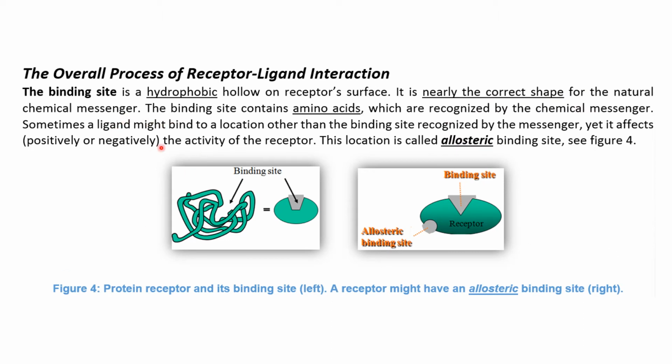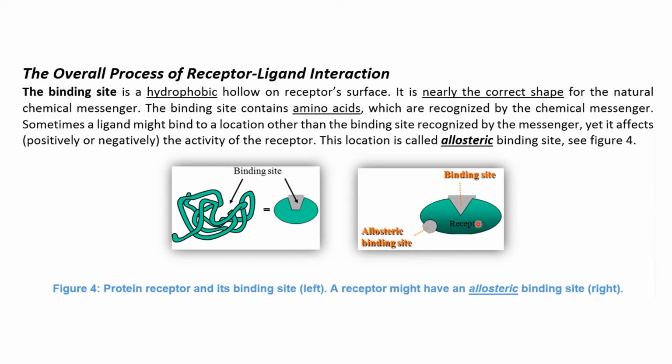Okay, so let's look at the overall process of the receptor-ligand interaction. If your receptor is a protein, it would look like that, which is a chain of amino acids. This would be the binding site, which is a hydrophobic hollow that is nearly the correct shape for the natural chemical messenger. At this surface, you will see the amino acids, which are the side chains for a protein, that should be recognized by the chemical messenger.